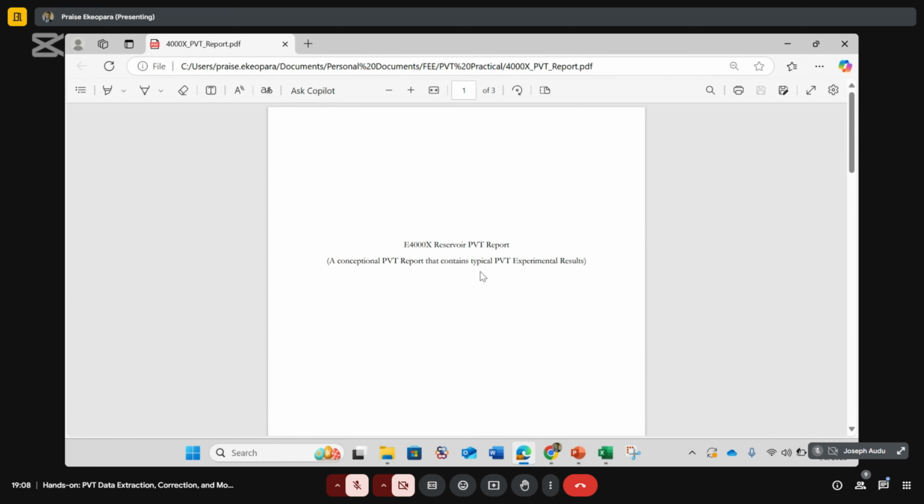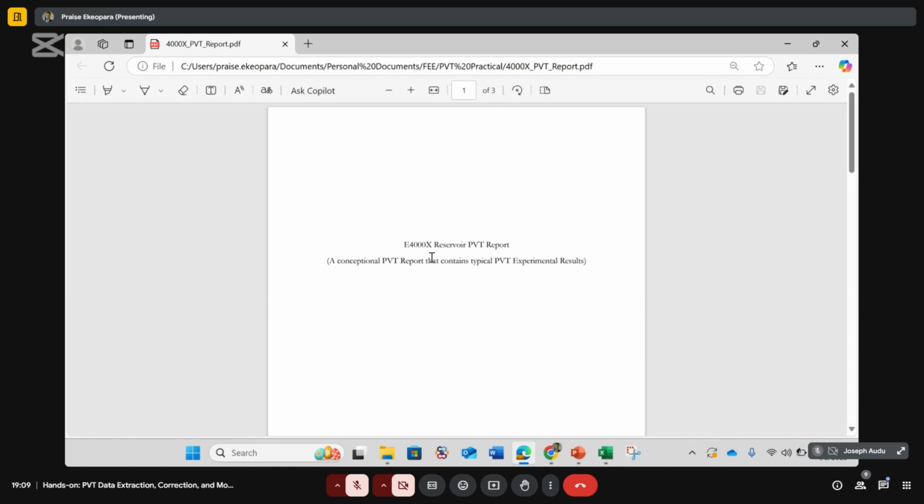This E4000X reservoir is a typical name. It can be any reservoir name. This is a conceptual PVT report that contains typical PVT experimental results. When you come across PVT reports, there are chunks of information in them. This one is 3 pages. A typical one can go as long as 20 pages, containing different subsections that will be captured in a table of contents.